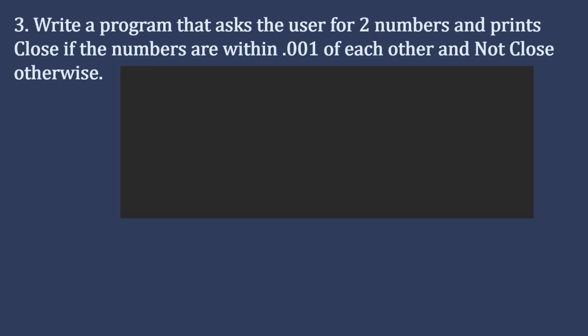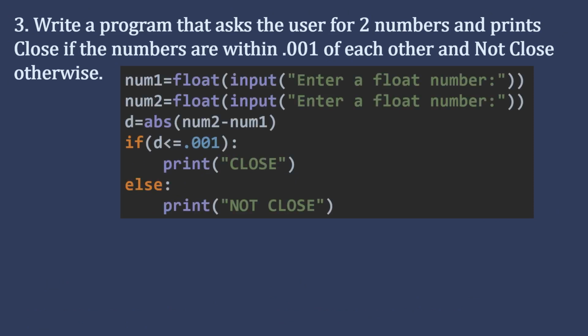Now write a program that asks the user for two numbers and prints close if the numbers are within 0.001 of each other and not close otherwise. So what you have to do, you have to take two numbers into variables num1 and num2, and they have to be float type of data because we are checking whether their difference is 0.001 or less. So obviously you have to take two float variables.